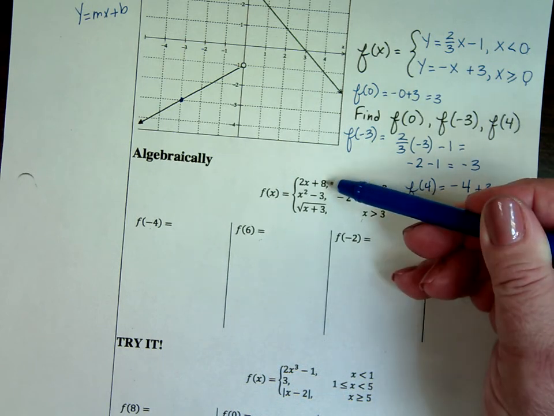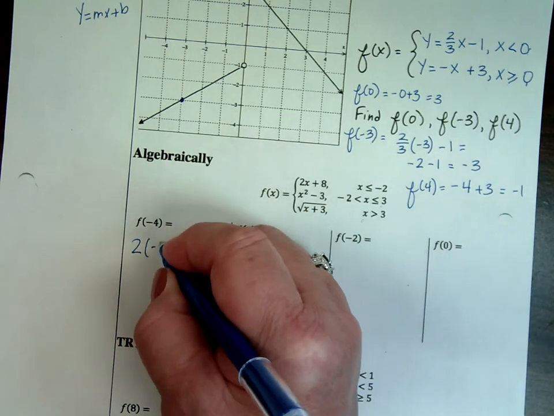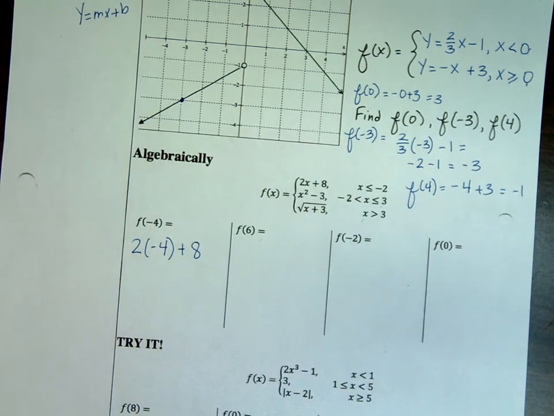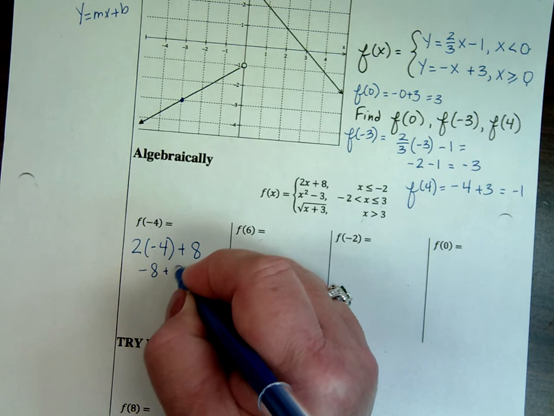That is 2x plus 8. Well, my x is negative 4. So you plug it in, and then you math it out. So you get negative 8 plus 8, and you get a value of 0.